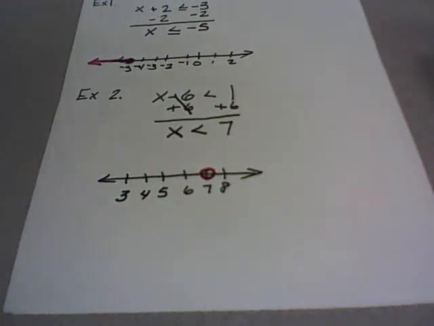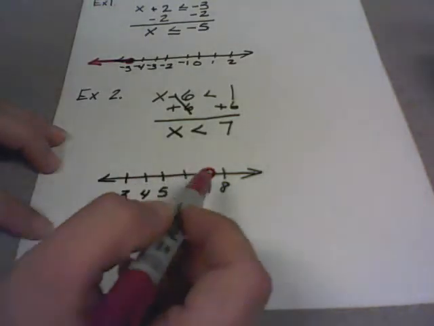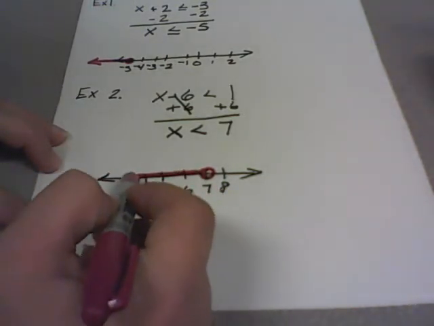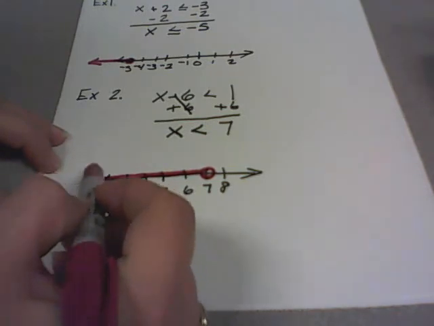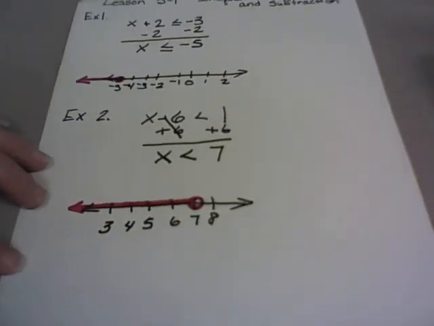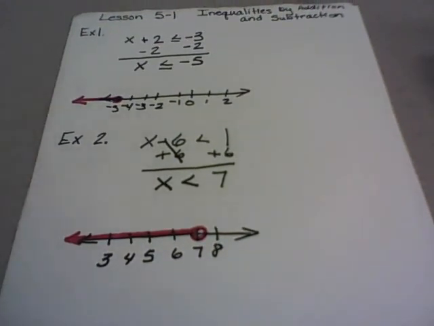Okay, now since x is less than 7, I'm going to think of numbers that are less than 7. So I would be thinking of 2, 1, 4, or 3. So I'm going to draw my line going in that direction. Okay, and that's it for solving addition and subtraction inequalities.